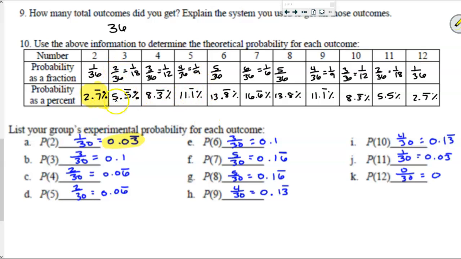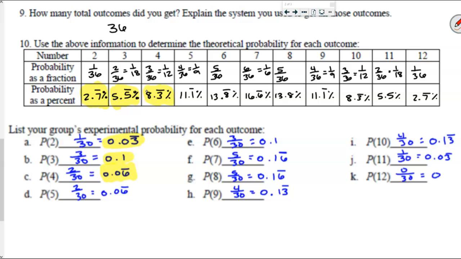This next one is kind of interesting. 3 out of 30 versus 2 out of 36. So this was actually a 10%. How does that compare to the 5.5%? A little bit higher, right? Is it still relatively close though? Yeah. This one, how does this compare to the theoretical probability? Pretty close. Again, are any of these going to be perfectly accurate? Probably not, but are they fairly close?